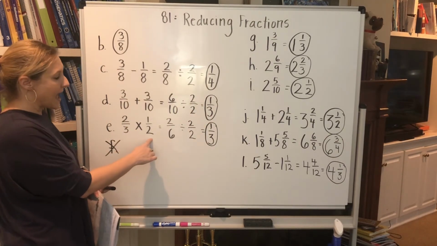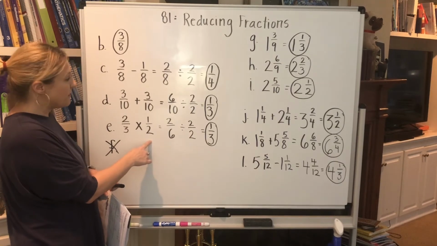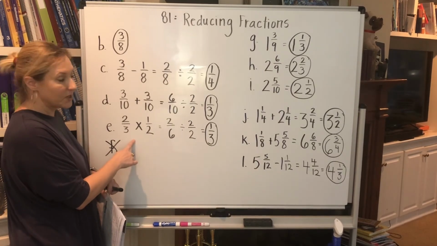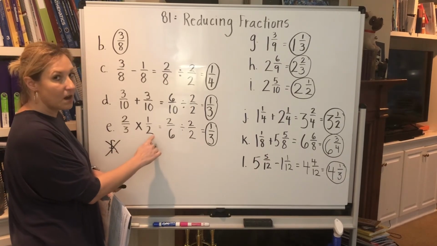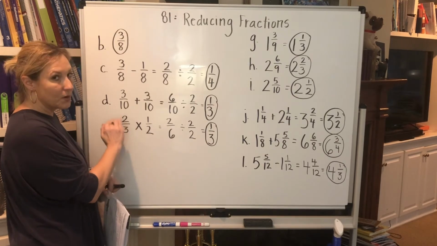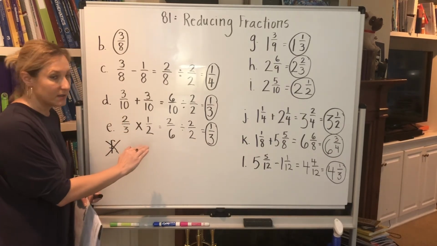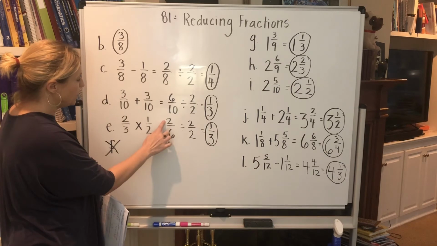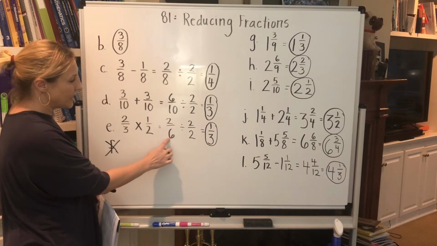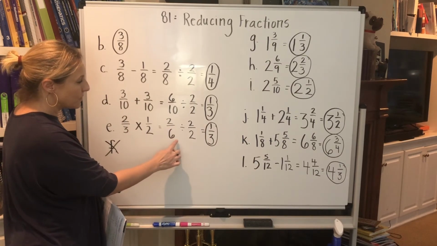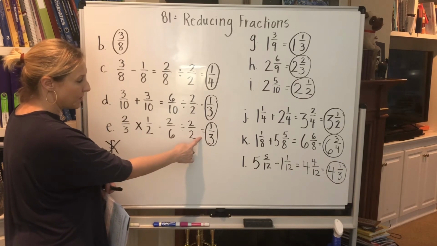2/3 times 1/2. Now this is different. Remember that when you multiply fractions, you do not have to have a common denominator at the bottom. You can just multiply straight across. 2 times 1 is 2. 3 times 2 is 6. 2/6 reduces to 1/3.